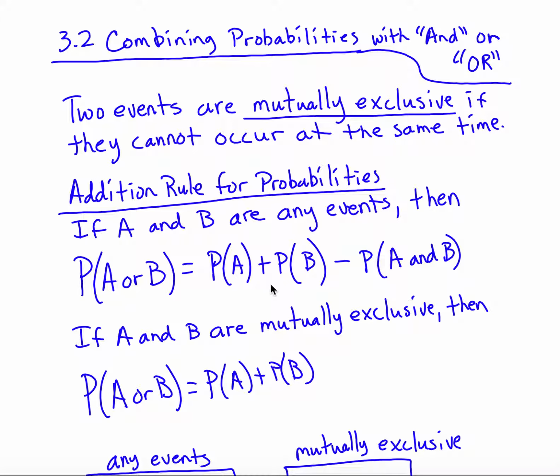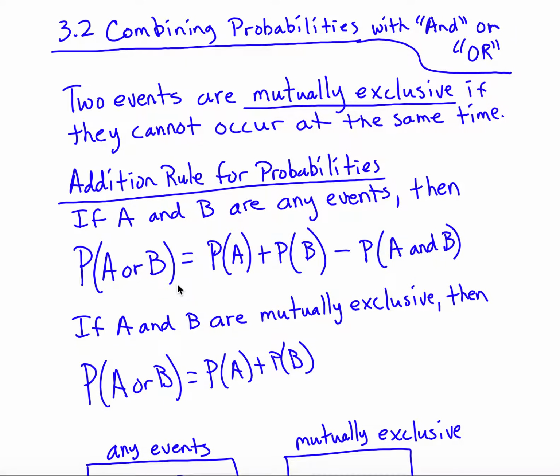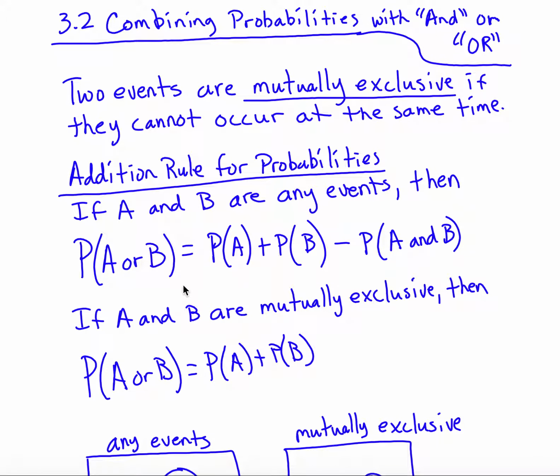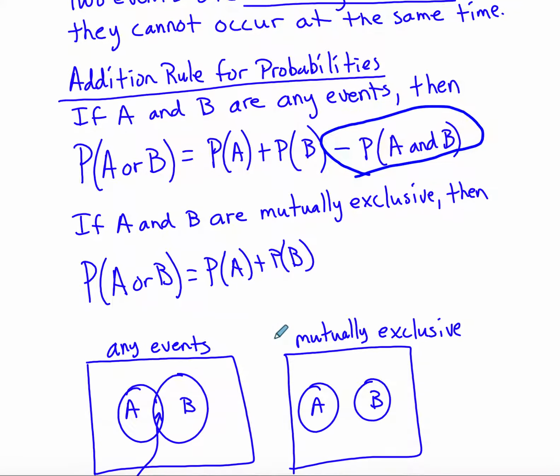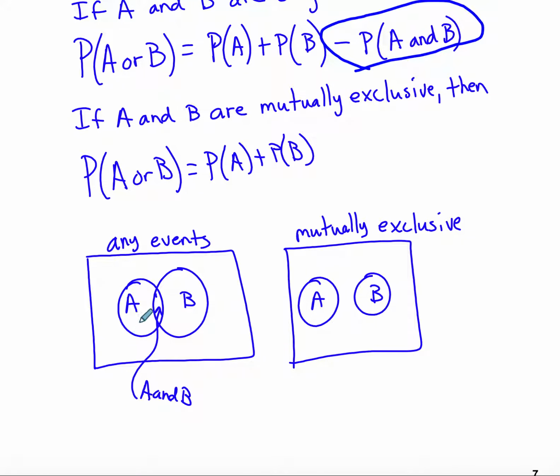Again, I don't use these rules unless I want to. Usually I don't want to, but they're there if you want to use them. If A and B are mutually exclusive, then there is no overlap, in which case this term here is not there. So looking down here, you're going to see the probability of A or B is just the probability of A plus the probability of B, because this one is gone. It's zero because there's no overlap. Here is A, here is B, and here's that overlap. We have to subtract off that overlap because we counted it twice. If they're mutually exclusive, here's A and here's B, and notice there's no overlap.